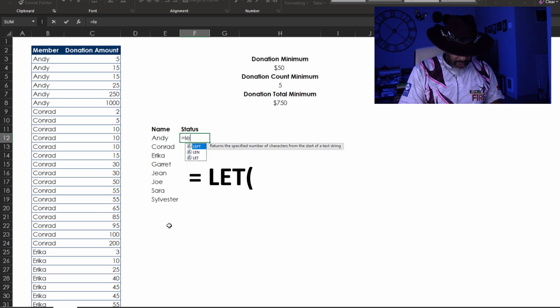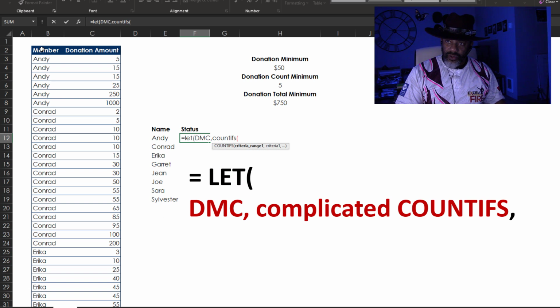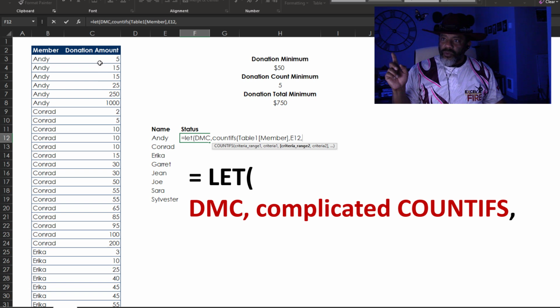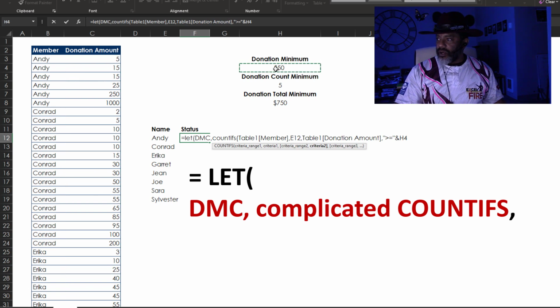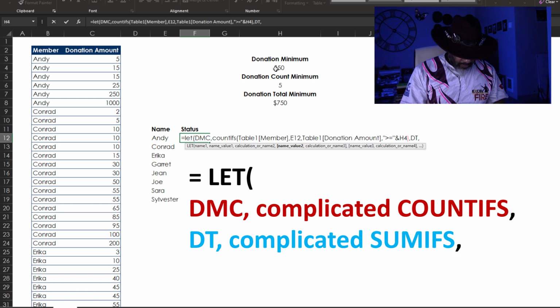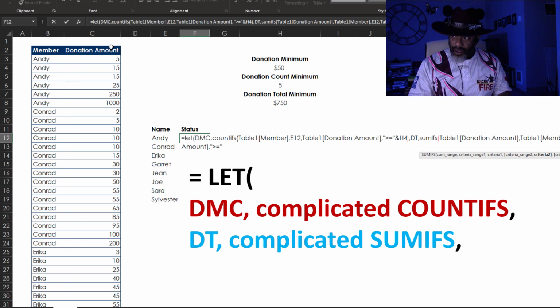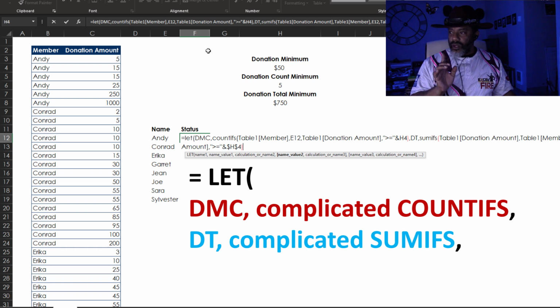Equals LET, open parentheses, donation minimum count, comma, COUNTIFS. Criteria range, now we're back into the LET, comma, now we want donation total, call this DT, comma, now we want SUMIFS, open parentheses. Close the SUMIFS. Now we're back in the LET. This is where we want to do our calculation.